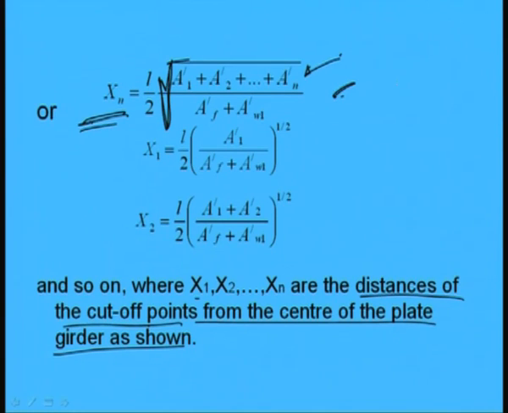Similarly, if we consider x1, then we can find the equation like this: L by 2 into the square root of A1 dash by A dash F plus A dash W1. Similarly, what will x2 be? X2 will be L by 2 into the square root of A1 dash plus A2 dash by A dash F plus A dash W1, right. So in this way x1, x2, x3, whatever number of plates there are, we can find out their lengths. So algebraically we can find them out easily.